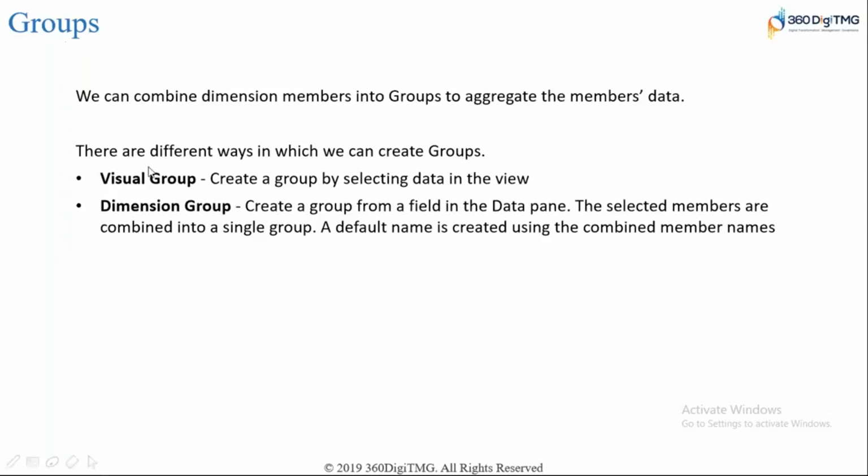We can create a visual group directly by selecting the data in the view, the marks that are present on the view, the data points, or we can create a group by selecting the header members on the header. Or we can also create a group by going to the dimension itself, the field in the data pane, and then choosing to create a group out of it. So I will show you the dimension group first. That is the most important and significant thing.